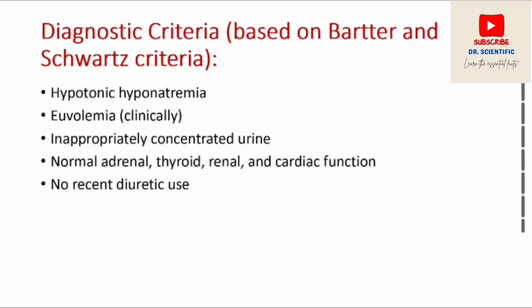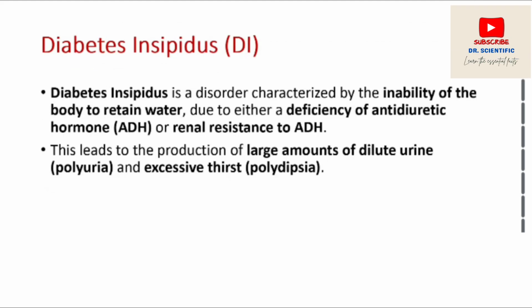Then next point is an inappropriately concentrated urine that shows SIADH. Normal adrenal, thyroid, and cardiac function. Then we have no recent diuretic use. There is a criteria that is being used to diagnose this condition, SIADH. Let's move to the next slide. Okay, I think we have understood all SIADH.